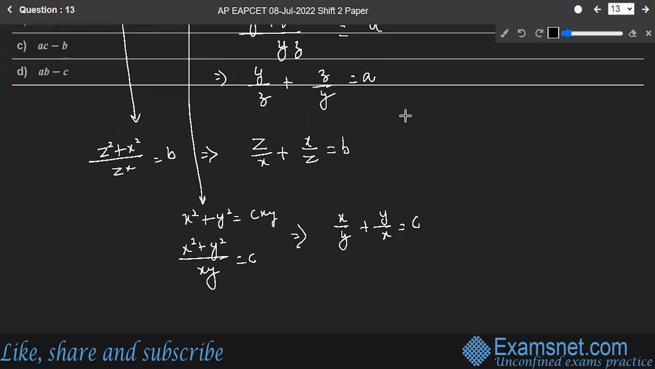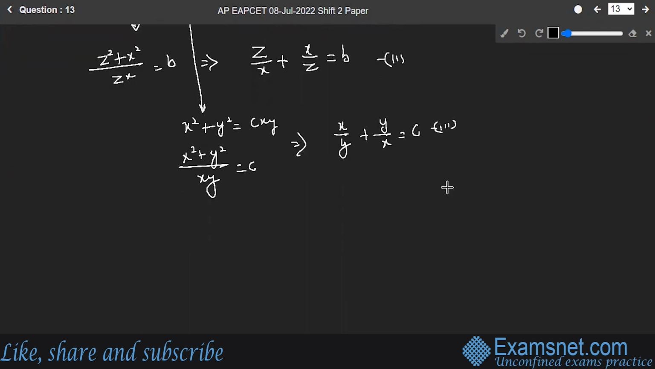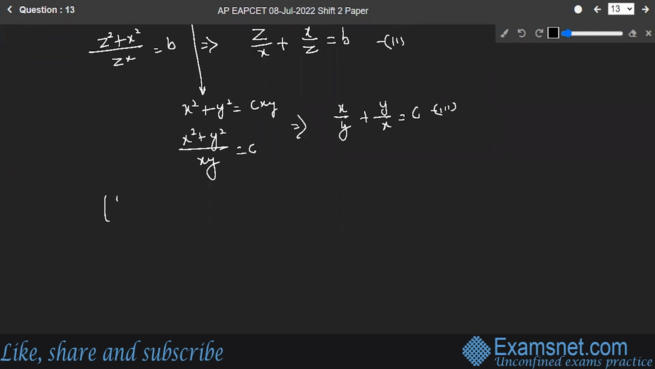So I have these three equations with me. This is number 1, number 2, and number 3. So let's multiply 1 and 3 first. We will have y multiplying equation 1 and 3.